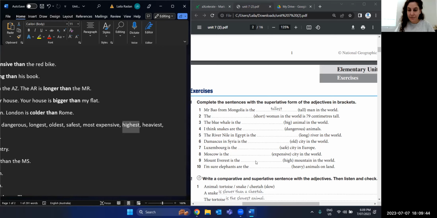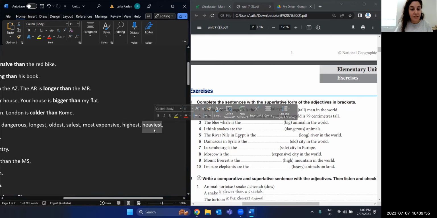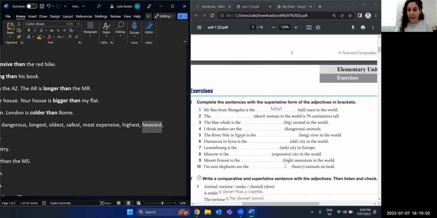Highest. 10, Odilon. Heaviest. Yes, so we have the Y. We need to change it to IEST.